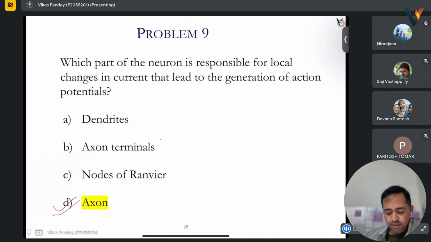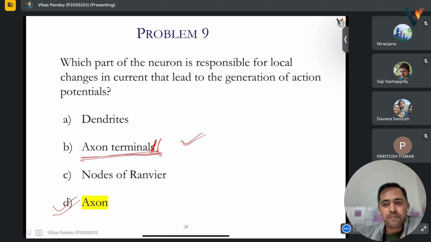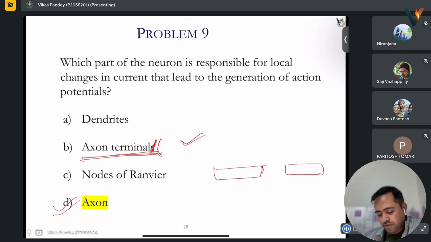Okay, so if I had put terminal instead of axon terminals, then this would become the correct answer, right? But I don't think nodes are the starting point of action. No, that is between two insulations, two myelin parts. This is the node of Ranvier. The gaps in between are called nodes, where we have these membrane channels. The appropriate answer may be axon terminal only.